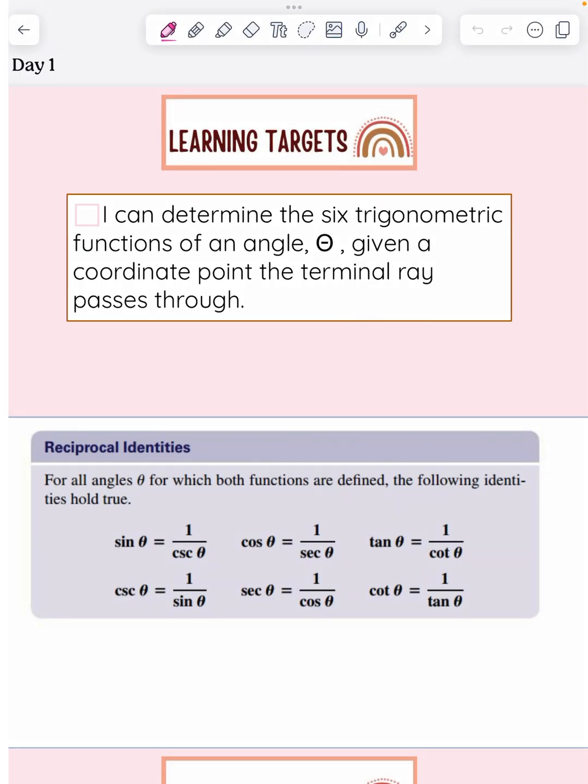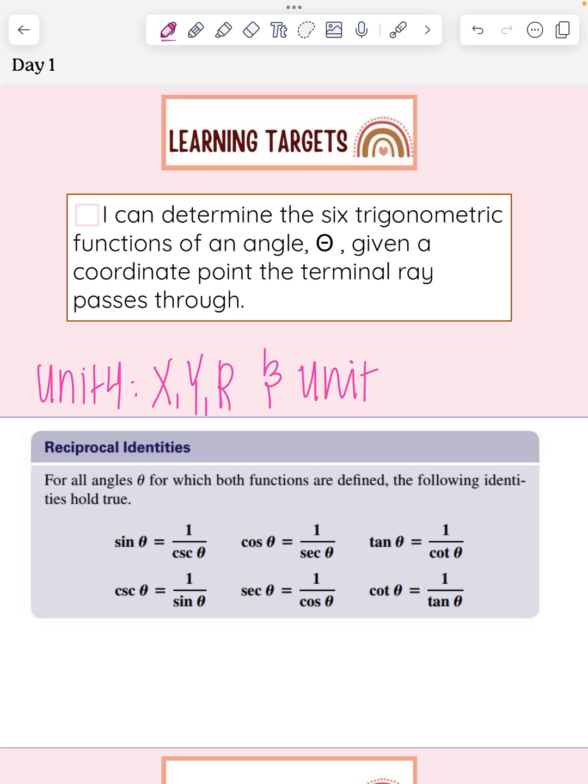All right, girls, so this is going to be our Unit 4. Unit 4 is on XYR, and I'll write that out for you. It's going to be on XYR, and everybody's favorite, the unit circle, okay? Today we're just going to focus on XYR.